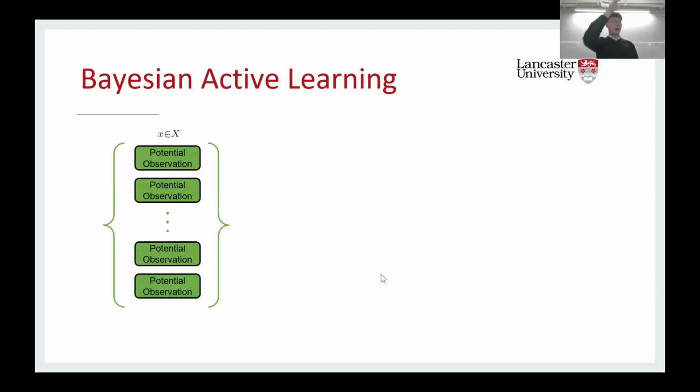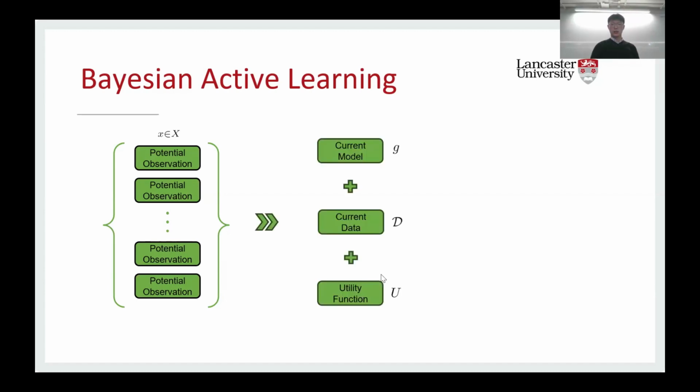So we have this big set of all the potential observations that we can look at. We have an existing model G, some existing data D, and a utility function U that tells us what we want to achieve from this whole approach. In this active learning setting, we are mostly interested in learning the whole system. But if you are doing Bayesian optimization, for example, we are only interested in the maximizer or minimizer of the function. So depending on which task you're performing with this framework, you'll pick different utility functions, and even within active learning, you can pick different utility functions as well.